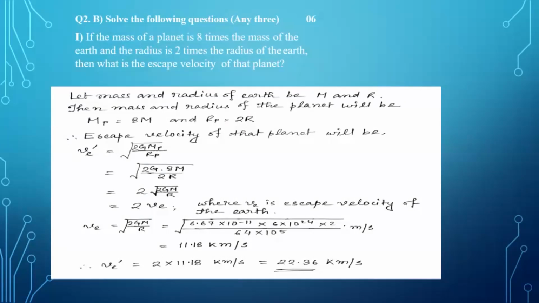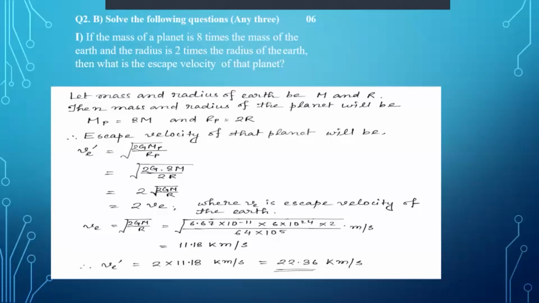Now see student, here let the mass and radius of the Earth be capital M and capital R. Then the mass and radius of the planet, MP, will be 8 times M, and the radius of that planet, RP, will be 2R. Right, students? Can you see here? MP equals 8M and RP equals 2R. Therefore, the escape velocity of the planet will be V dash E. We know the escape velocity formula is under root of 2GM upon R. So for that planet it will be under root of 2GMP upon RP.